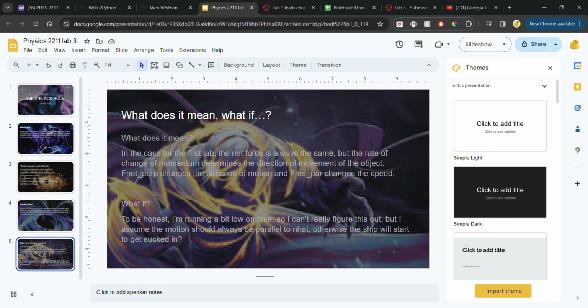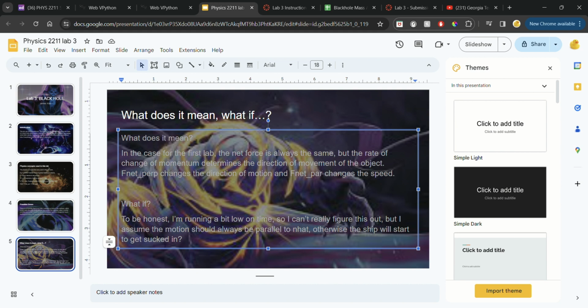F net perp changes the direction of motion, and F net parallel changes speed. And the what if, to be honest, I was running out of time, so I couldn't really figure this out, but I just assumed that motion should always be parallel to n hat. So the velocity makes it so that the momentum is parallel to n hat. Otherwise, the ship will get sucked in.